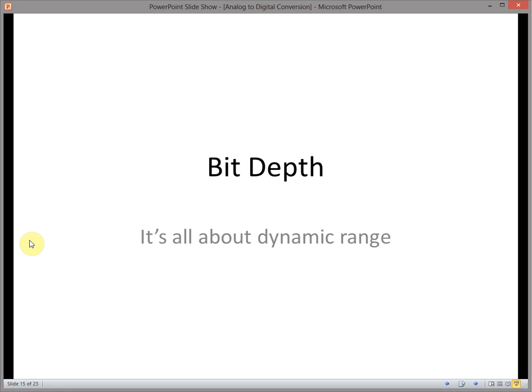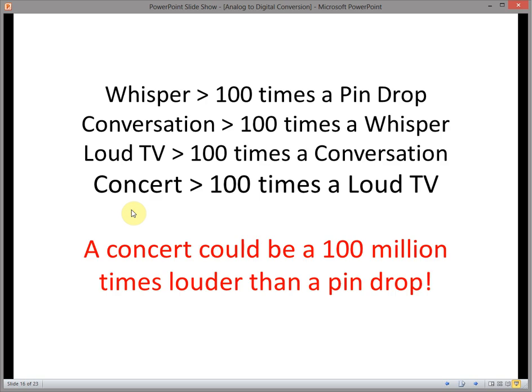Another aspect of analog to digital conversion is bit depth, and bit depth is all about dynamic range. What is dynamic range? Well, a pin drop is considered to be one of the quietest sounds that the human ear can hear. A whisper is 100 times greater than a pin drop. A conversation can be 100 times greater than a whisper, and loud television can be 100 times louder than a conversation. If we go to a concert, the sound that we hear at a concert can be 100 times louder than a loud TV. Bottom line, a concert could be 1,000,000 times louder than a pin drop.